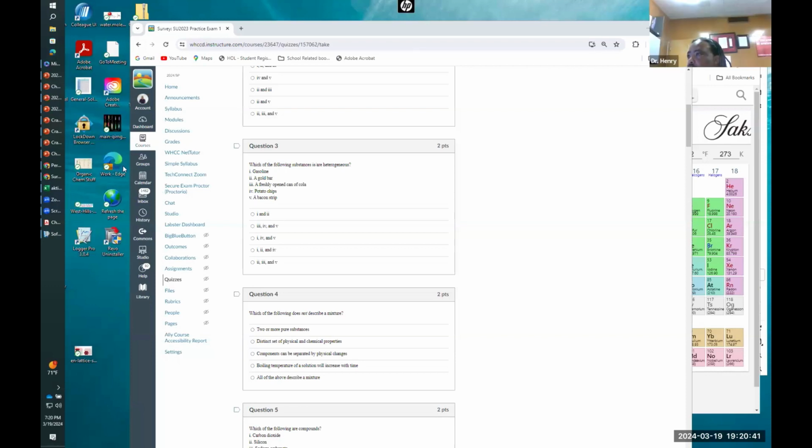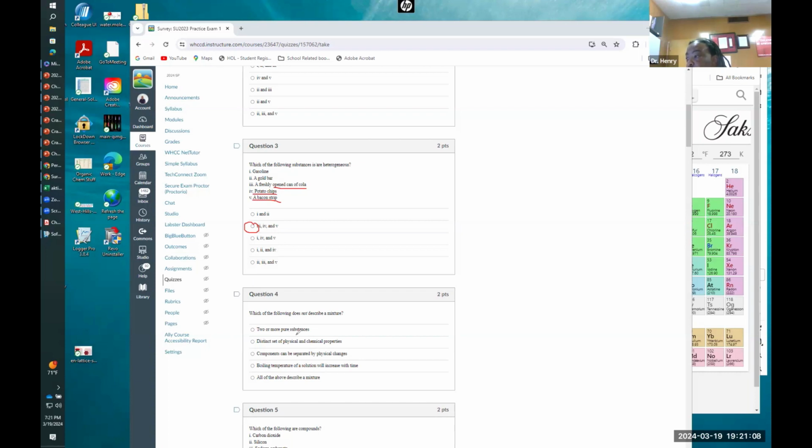Okay, because heterogeneous, that's like where you can see the differences, right? That's right. So you said a bacon strip. You have potato chips. Anything else? A freshly opened can of cola. Yeah, the can of cola. Yep, that is correct. So that would be B, right? Okay. So which of the following does not describe a mixture?